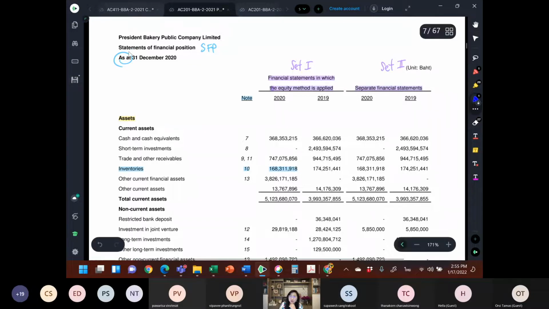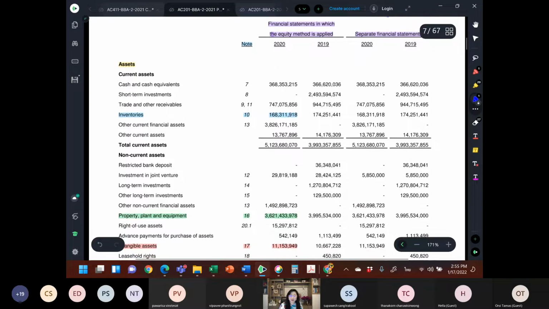Why do I need to specifically identify the date? It is because the financial position keeps changing, right? So when I do the presentation here, I have to specifically identify the date, as you can see, December 31st, 2020. And also over here, I have to have the unit of measure as well. This is in baht.